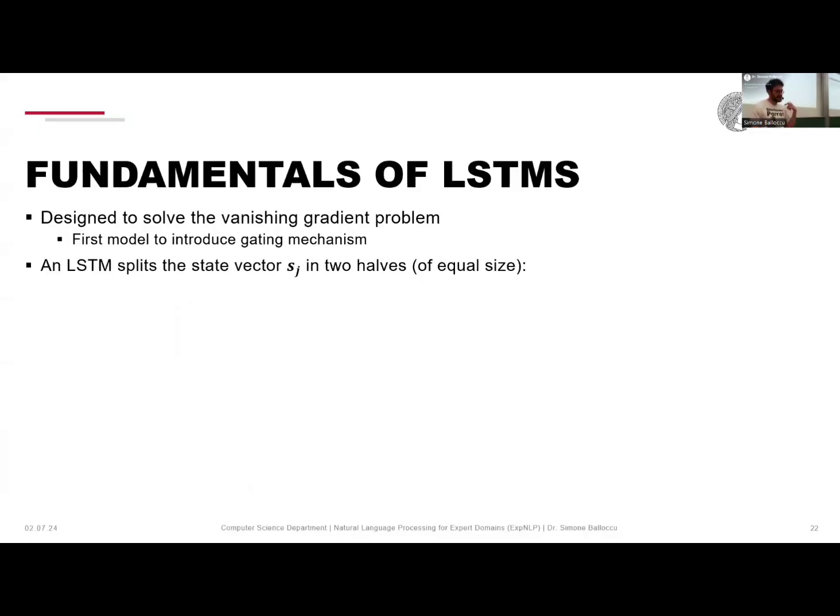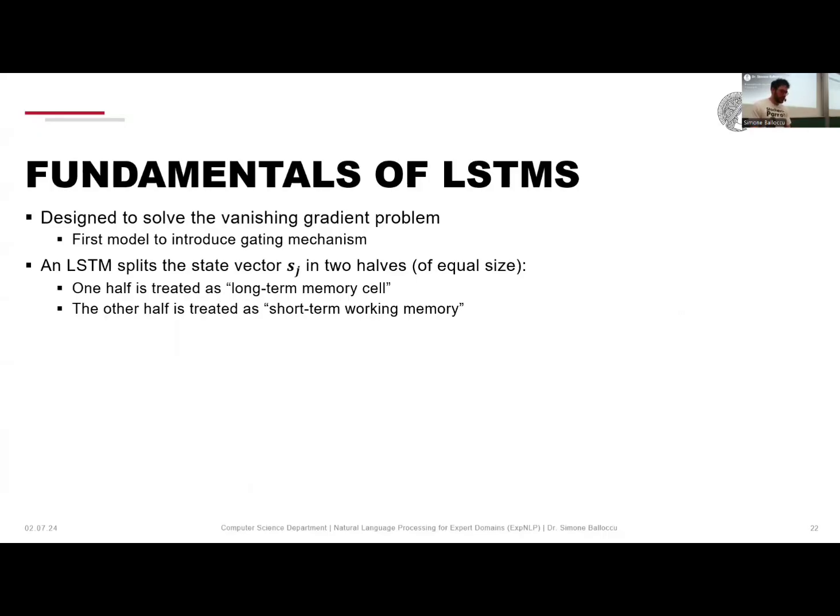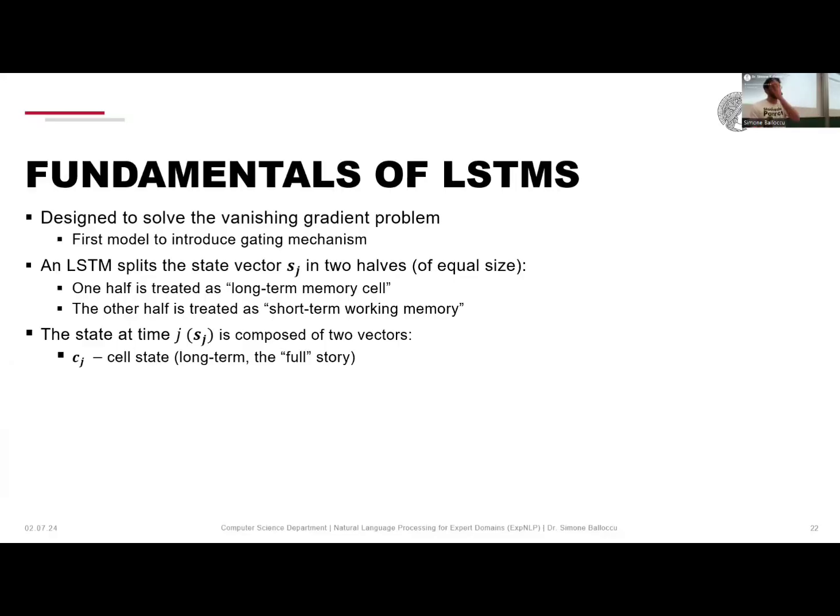The LSTM splits the state in two vectors of equal size, so just split in half. One half is called long-term memory cell, and the other is called short-term working memory. Now, at each state of computation, when we need to produce Sj, we actually use two vectors, Cj, the long-term memory, so the full story, everything you saw since the beginning, and the short-term memory, which is only the relevant part of what you saw.